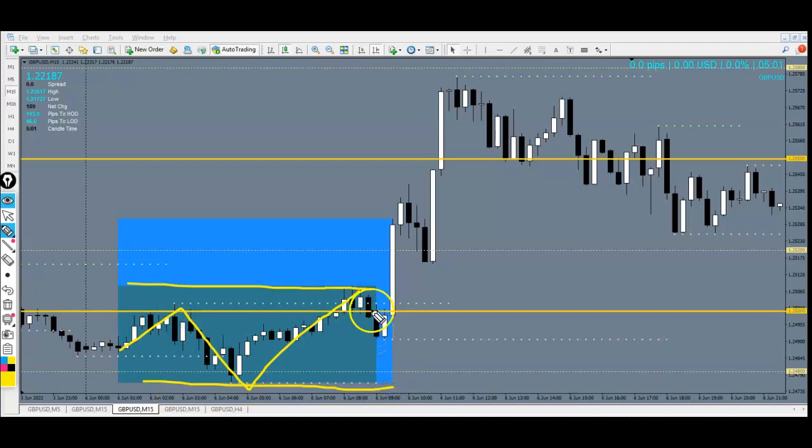So what would I be expecting from this setup? My expectation is that price will probably break above, give some rejection candles, and then break back inside. That is what I'll be looking for, because it's a range. Once it's a range, that is what I'm expecting.